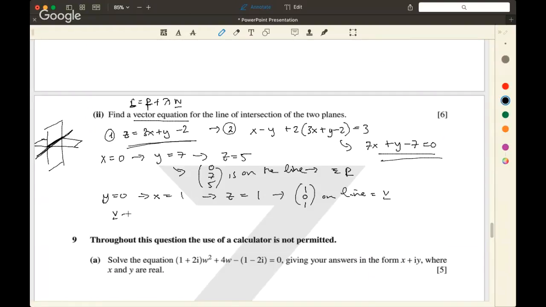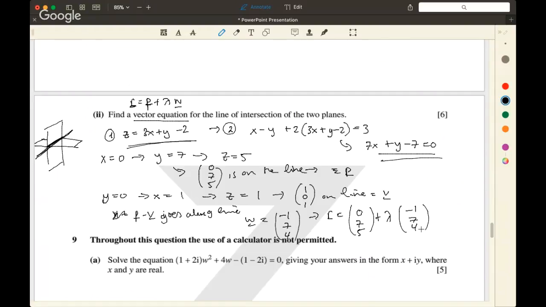So that means that p minus v goes along the line. So it's parallel to the line. So this is going to be our w that we want. So w is going to be equal to p minus v, which is minus 1, 7, 4. So there we have everything we need. We get that r is equal to 0, 7, 5 plus lambda times minus 1, 7, 4.